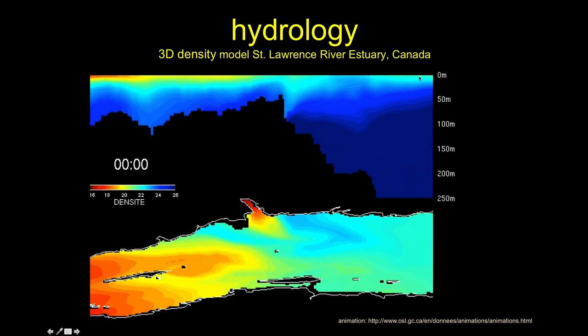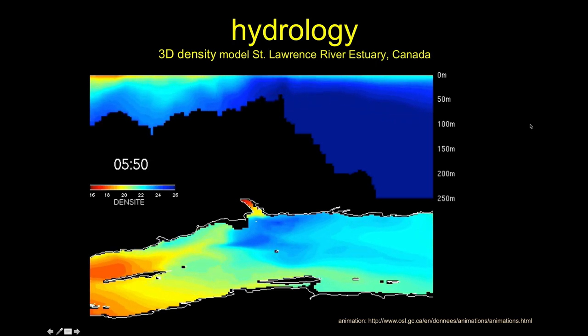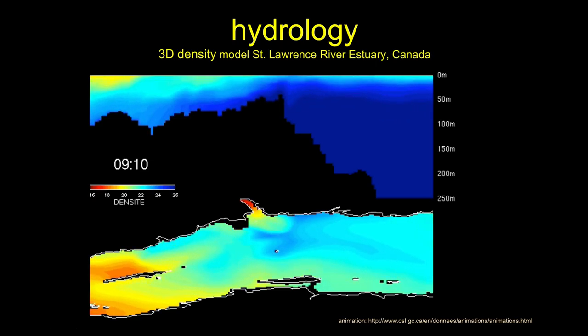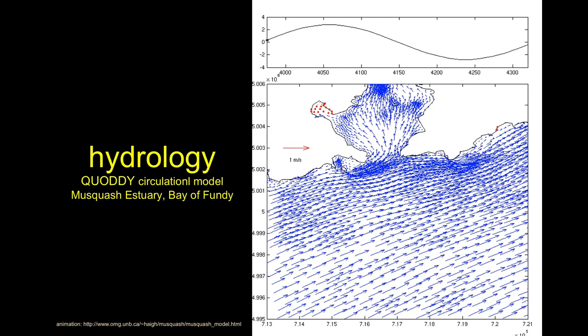So let's see again what's going to happen over the course of a couple tidal cycles. Right, so at some point we have the seawater pushing in, and then the tides going out, and the river starts to dominate the flow. So that would be a more traditional, straightforward riverine hydrological model.